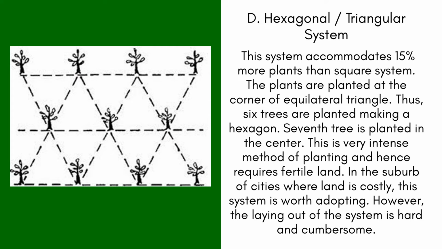The hexagonal or triangular system. This system accommodates 15% more plants than a square system. The plants are planted at the corner of equilateral triangle. Thus, 6 trees are planted, making a hexagon. 7 trees is planted in the center. This is a very intense method of planting and hence requires fertile land. In the suburb of cities where land is costly, this system is worth adopting. However, the layout of the system is hard and cumbersome.